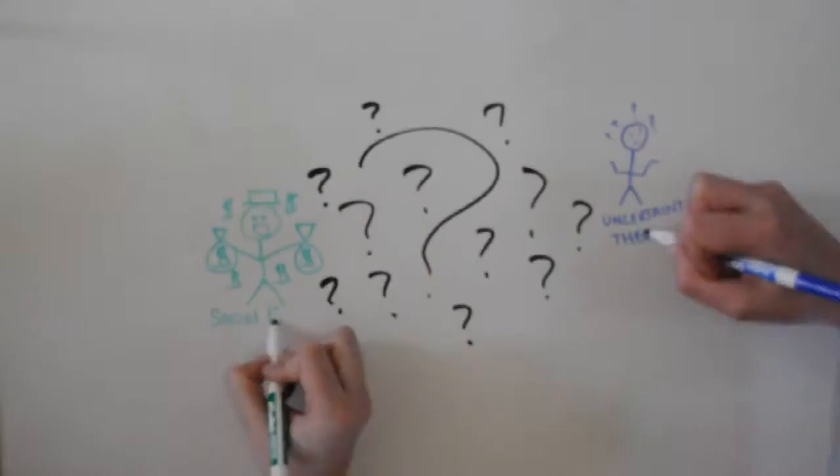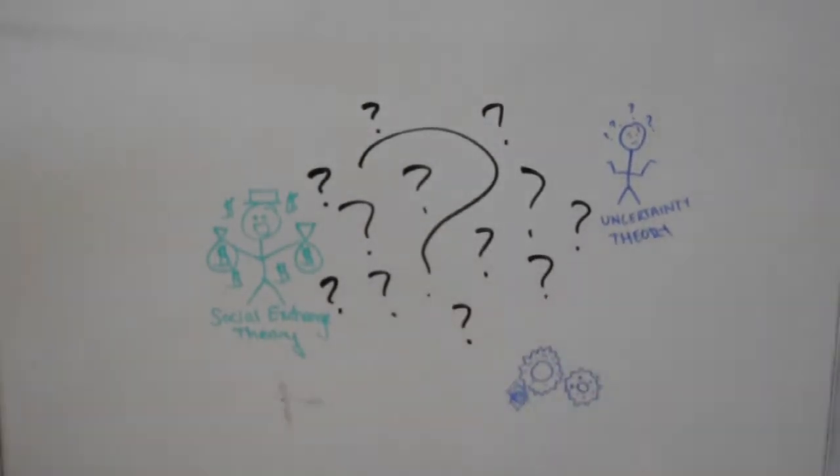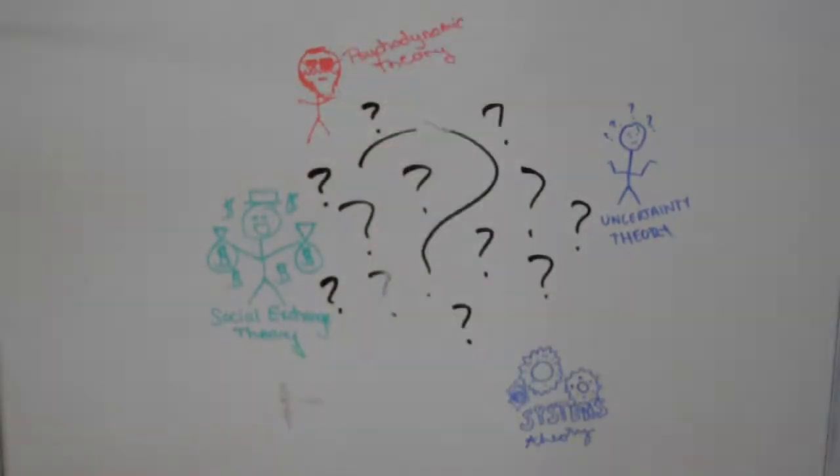There are many different theories that attempt to explain conflict. Social exchange theory, uncertainty theory, systems theory, psychodynamic theory, and attribution theory. Let's take a look.